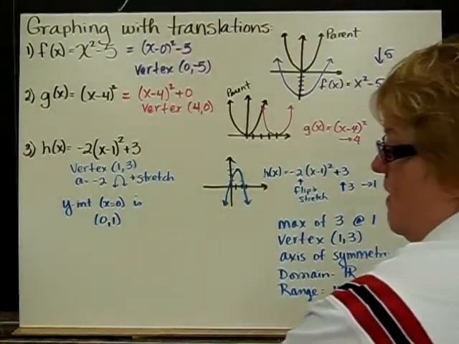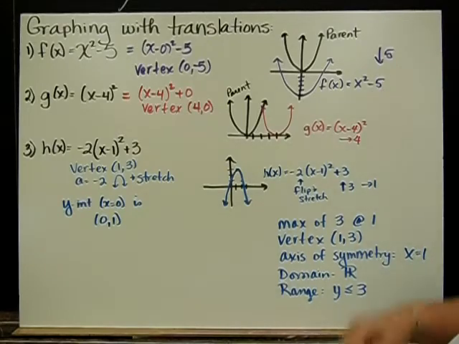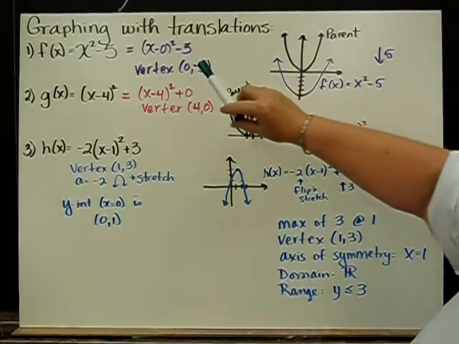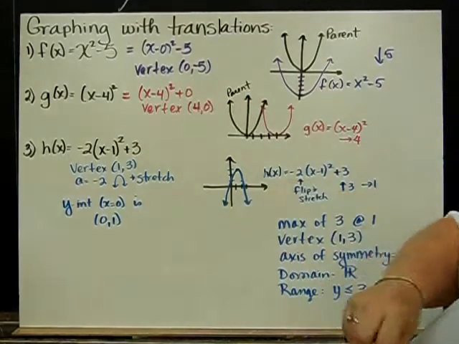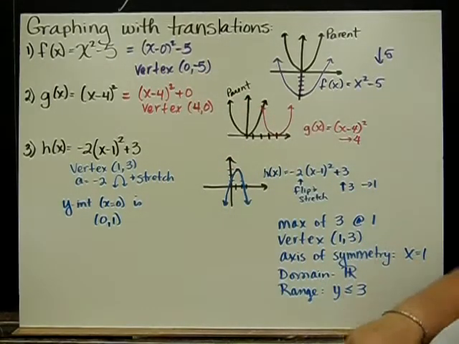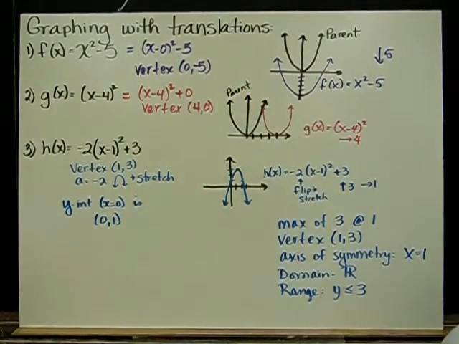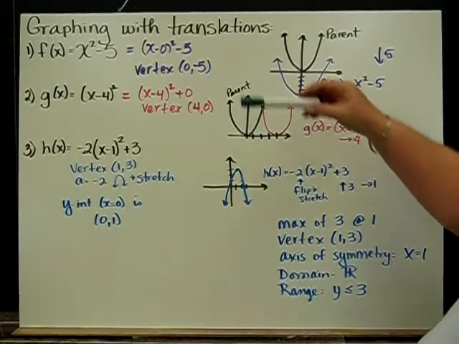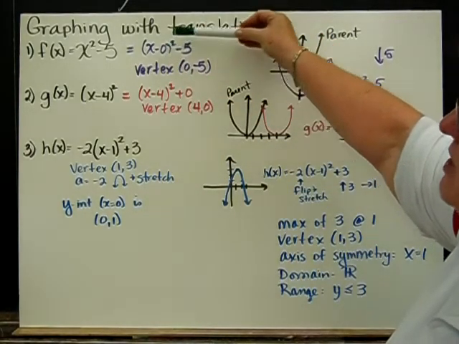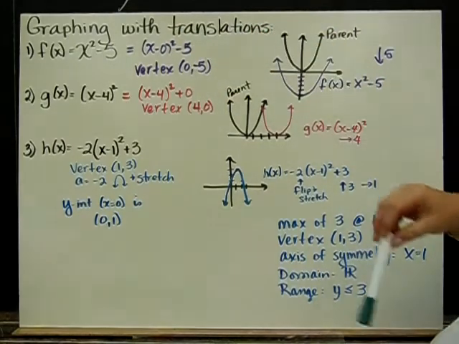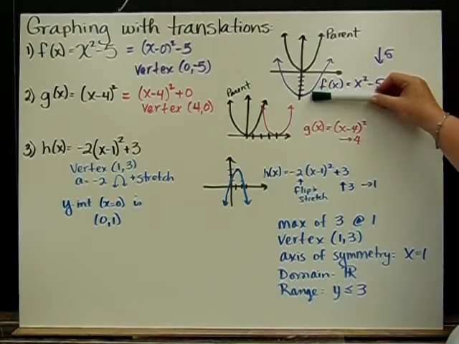Okay, let's look at graphing quadratics. We can graph with translations. We can also use the vertex form to help us find the vertex and use that to graph it. So if we had x squared minus 5, that would be the same as (x minus 0) squared minus 5. So we know that the vertex would be (h, k), which would be (0, negative 5). And when we graph that, we have the vertex at (0, negative 5).